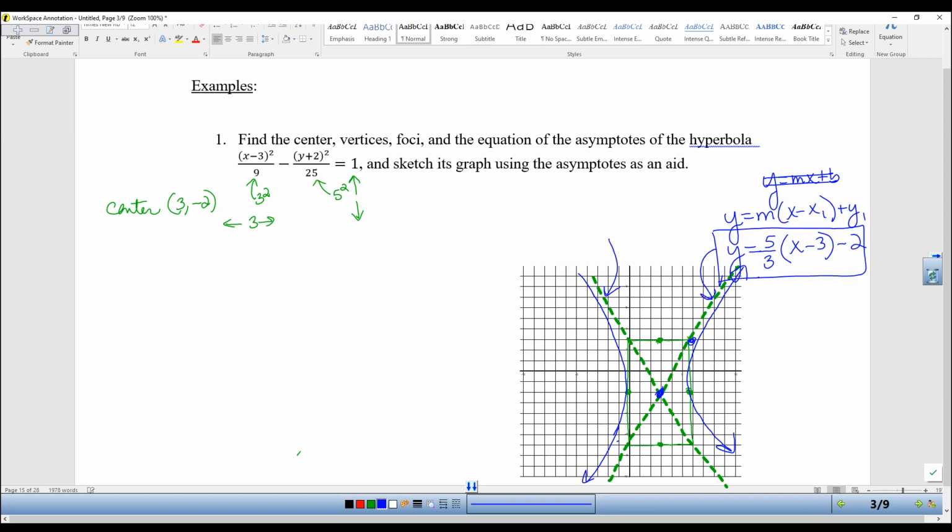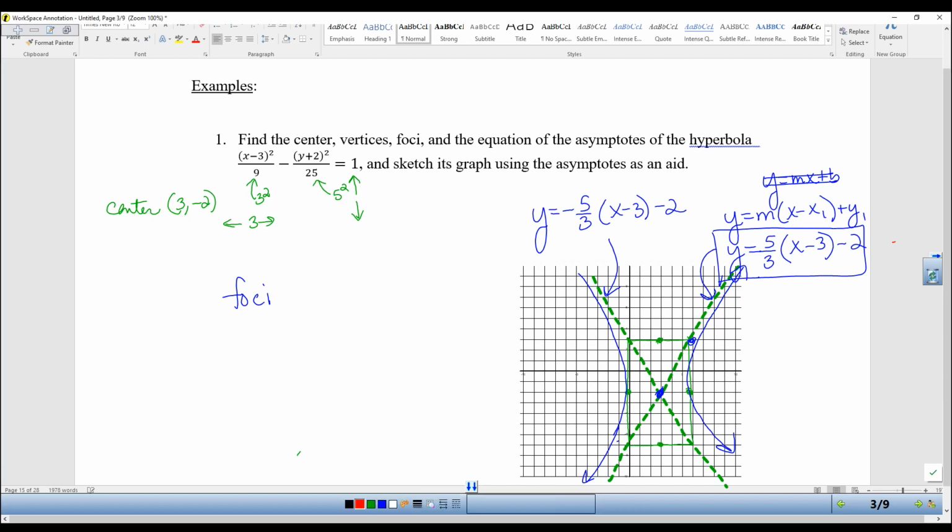To get this one, it has a negative slope. So y is equal to negative 5/3 times x minus 3, minus 2. But if you still want to use the m and figure out what b is, you go for it, but don't get it wrong. Let's see, what else do we need? The foci. For the foci, like everything else, they're going to be somewhere inside like that.